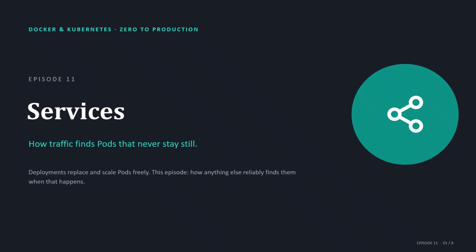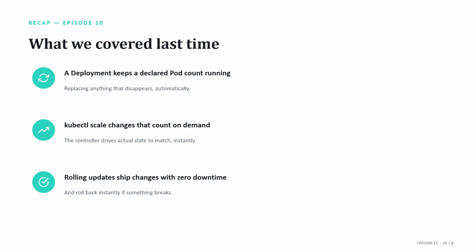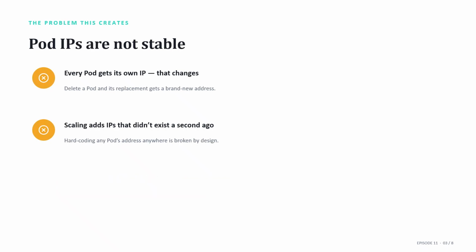In episode 10, deployments kept a set number of pods running and rolled out updates without downtime. This episode covers a problem that creates immediately. If pods can be replaced, scaled, and rescheduled at any moment, how does anything else reliably find them? Every pod gets its own IP address, but that address is not stable.